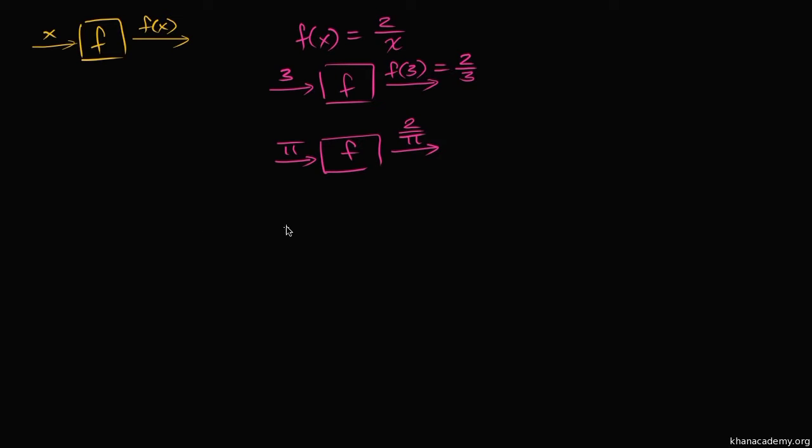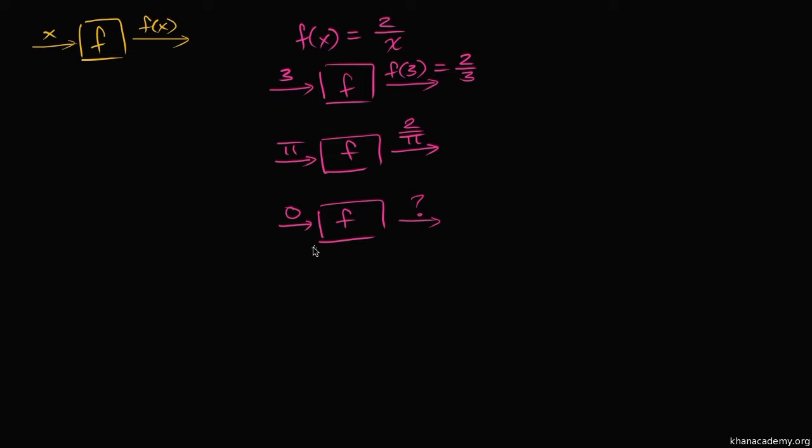But now let's do something interesting. Let's attempt to input 0 into the function. If we input 0, does the function tell us what we need to output? Does this definition tell us what we need to output? So if I attempt to put x equals 0, then this definition would say f of 0 would be 2 over 0, but 2 over 0 is undefined. This function definition does not tell us what to actually do with 0. It gives us an undefined answer. So this function is not defined here.